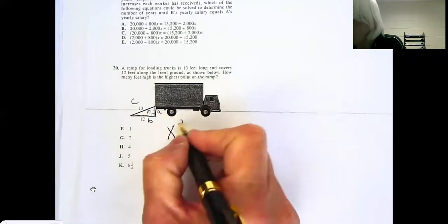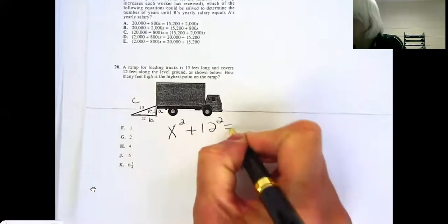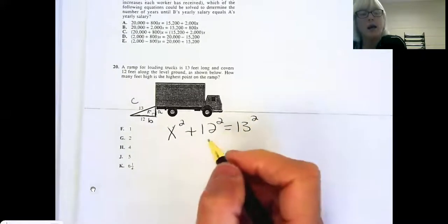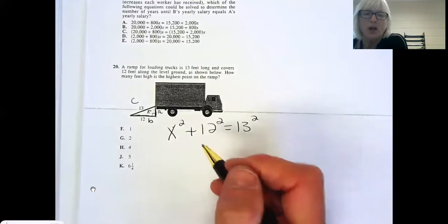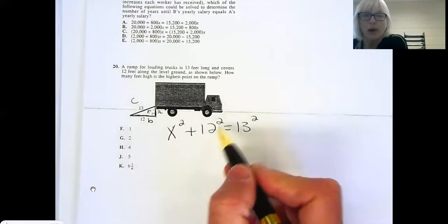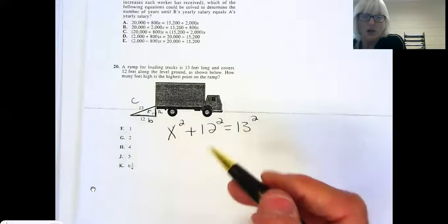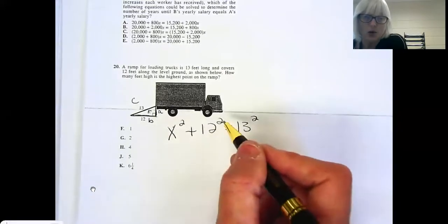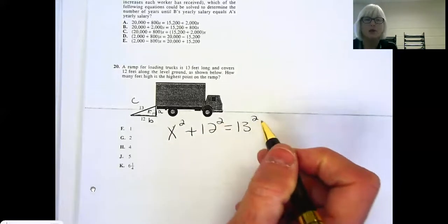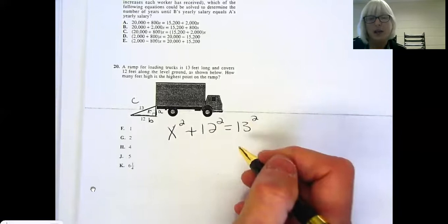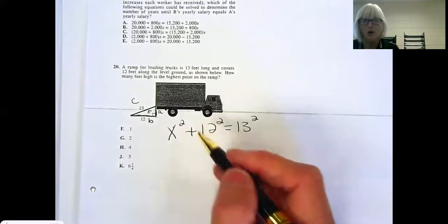So a squared, x squared, plus b squared, which is 12 squared, equals c squared, which is 13 squared. Guys, you do have to be careful here, because some people accidentally leave the squares off. If you solve that, you would end up getting 1, which is one of the answers. Some people accidentally do 12 times 2 and put 24, and 13 times 2, 26. If you did the math, you would get answer G. So you really have to know what you're doing here.